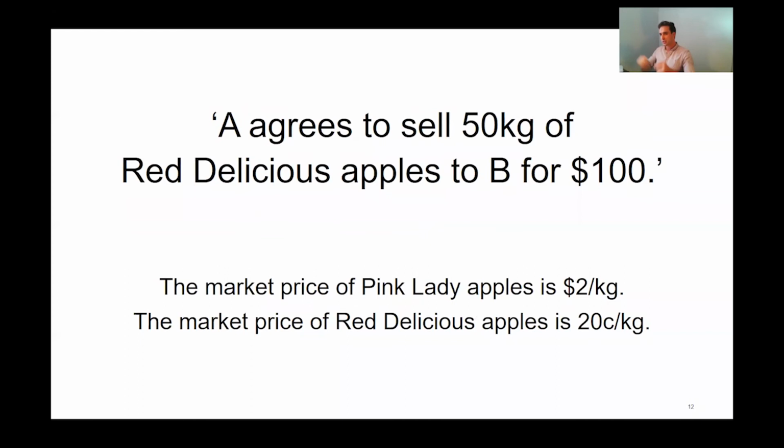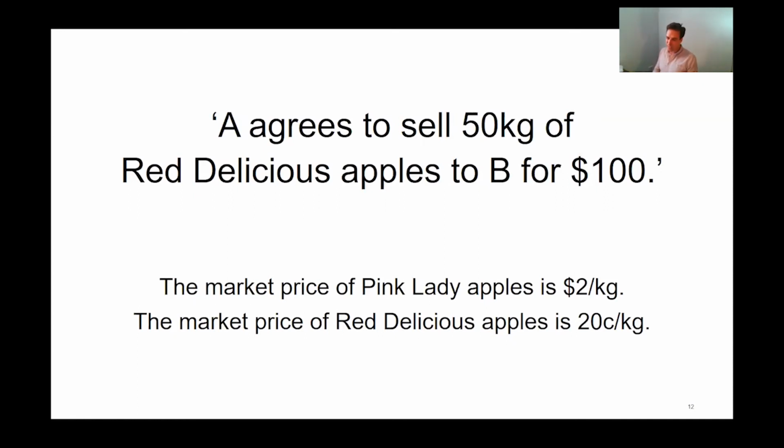What about if we change the contractual formulation? Party A agrees to sell 50 kilograms of red delicious apples to Party B for $100. The market price of pink lady apples is $2 per kilo, and the market price of red delicious apples is 20 cents a kilo. Party A rocks up with the red delicious apples. Party B turns around and says, no, this was a sale of pink lady apples. Now, Party A would say, what are you talking about, Party B? Red delicious apples must mean red delicious apples, and that's the end of it.